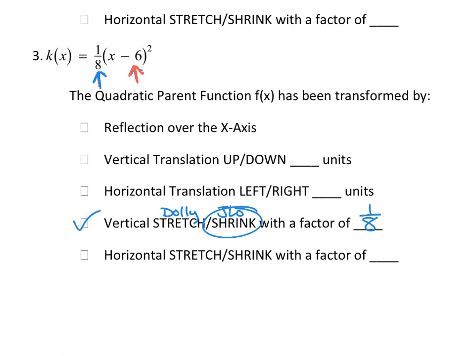Now, what is the red arrow pointing to? What is that number? A, H, or K? H. H is always my horizontal translations. Which direction is this going to go? Horizontally, it's going to go up? It's going to go left. No, horizontally, side to side. Right. It's going to go to the right 6 units.